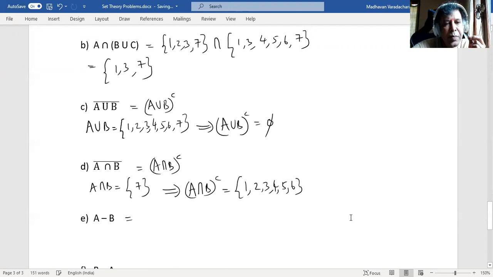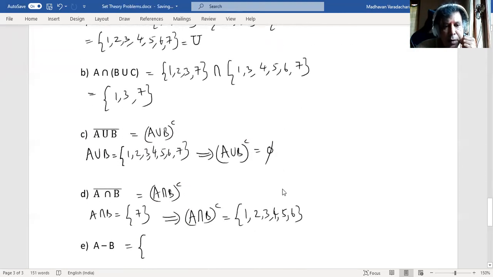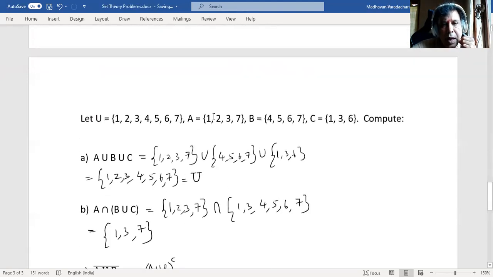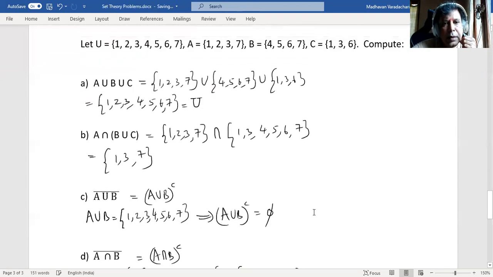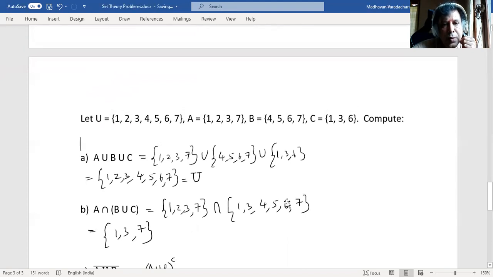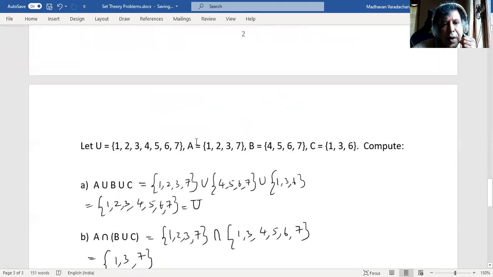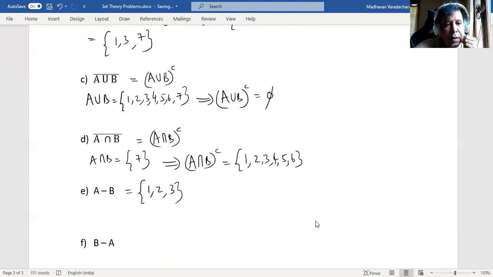Now, what is A minus B? Elements which belong to A but do not belong to B. Let us see what are the elements which belong to A but do not belong to B. 1, it belongs to A, do not belong to B. So I can write 1. And then 2, it belongs to A but do not belong to B. I can write 2. Then 3, it belongs to A but do not belong to B. So I can write 3 also. Then next one, 7, it belongs to A but it also belongs to B. I should not consider. So only 1, 2, 3.